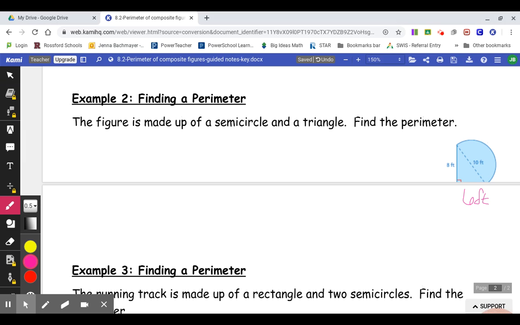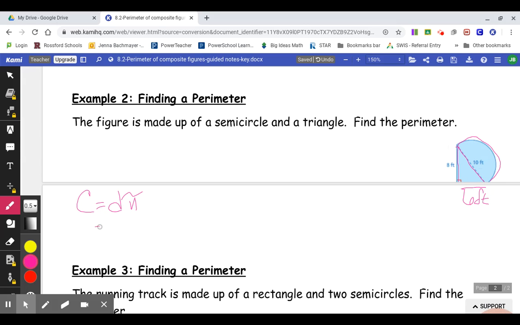So anytime that we see a straight edge, we're just adding those together. But we have that semicircle that we talked about in the last section. To find the perimeter of a semicircle, we're actually going to be looking for what we call the circumference. Remember, circumference is diameter times pi. Diameter is going to be from one end to the other, from one point on the circle to the other point on the circle through the center point. So it has to go all the way across.